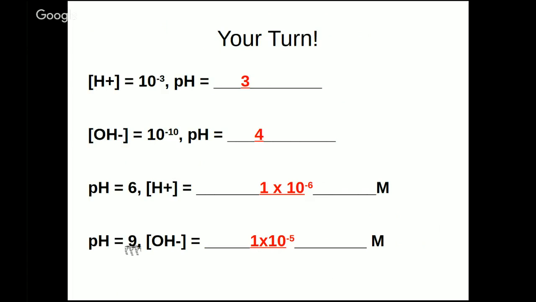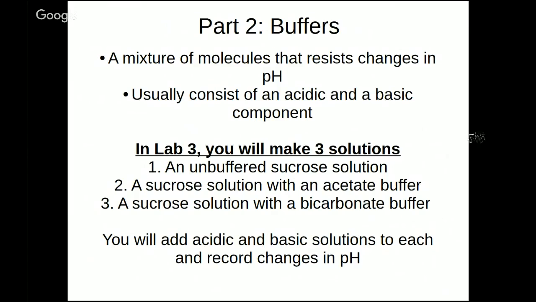Here you're told the pH is 9, and you're asked for the hydroxide concentration. What you want to do is subtract that 9 from 14, and that's going to be your negative exponent. So 1 times 10 to the negative 5 molar is equivalent to a pH of 9 in terms of hydroxide concentration. All right, so that's the acid and bases part of this lab.